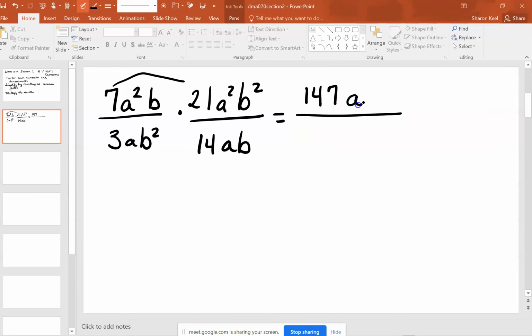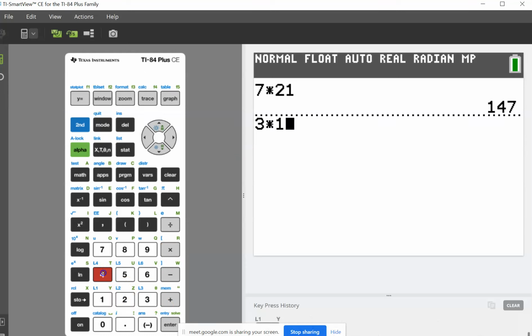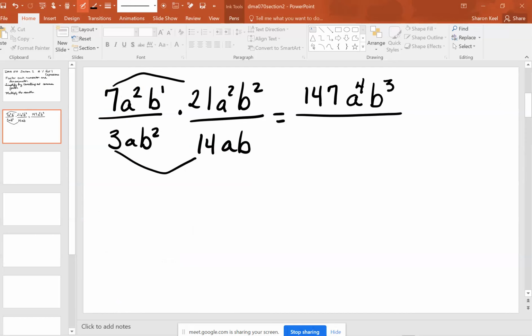Now in the numerator, we have an A and a B. We have 2 A's here, 2 A's here. We add these, 2 plus 2 is 4. We have 1 B here, 2 B's here, that's B to the third. In the denominator, we're going to multiply our whole numbers. 3 times 14, we get 42. We have 1 A here, 1 A here, 1 and 1 is 2. 2 plus 1 gives us B to the third.